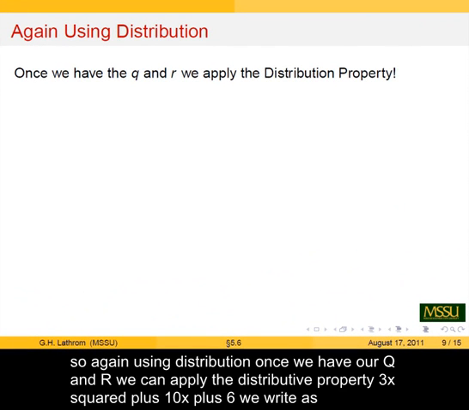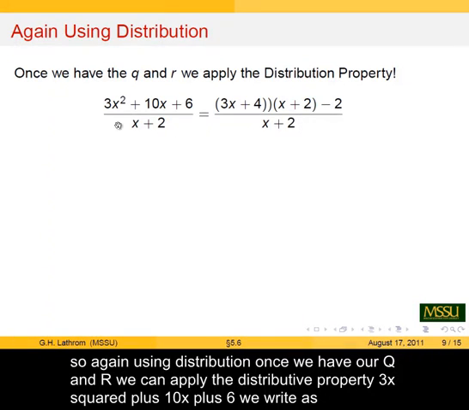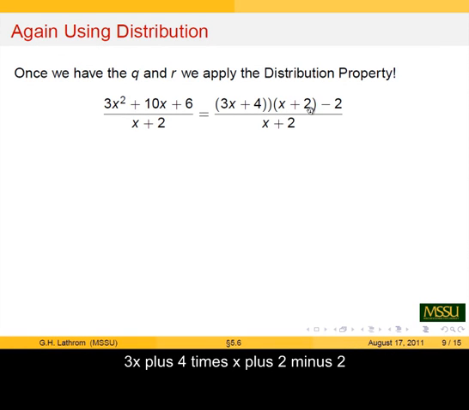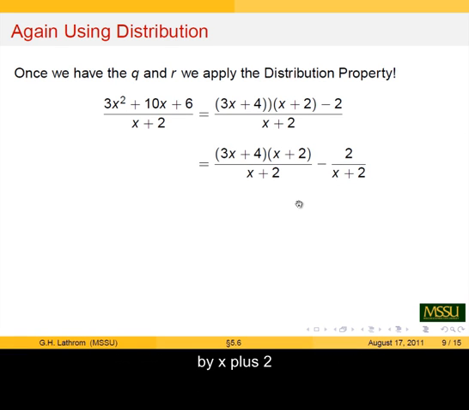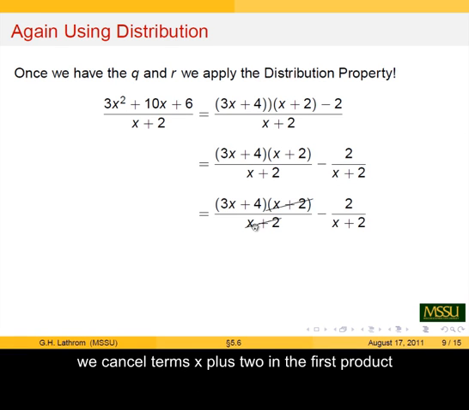Again, using distribution, once we have our Q and our R, we can apply the distribution property. 3x squared plus 10x plus 6 we write as 3x plus 4 times x plus 2 minus 2. Using the distribution property, we divide the first two and the last term by x plus 2. We cancel terms, x plus 2 in the first product.